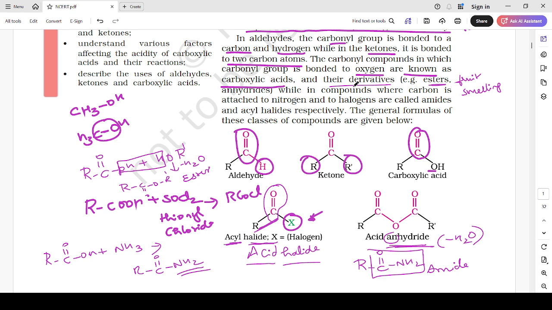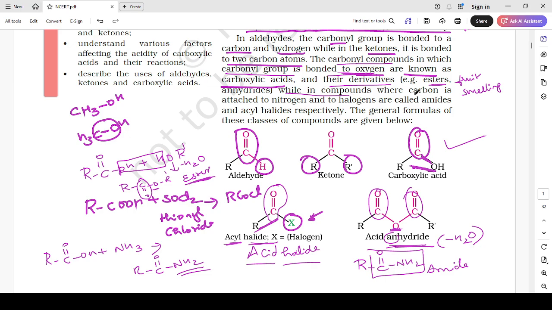Fruit smelling they are. So carboxylic acid derivatives could be esters, or anhydrides as well. When this carbon is bonded with oxygen, I call it a carboxylic acid. When the carbonyl is bonded with oxygen, look at this, I call it an ester. I club them as one group here: carbonyl compounds in which the carbonyl group is bonded with oxygen are known as carboxylic acids, and their derivatives are also there, like esters and anhydrides.